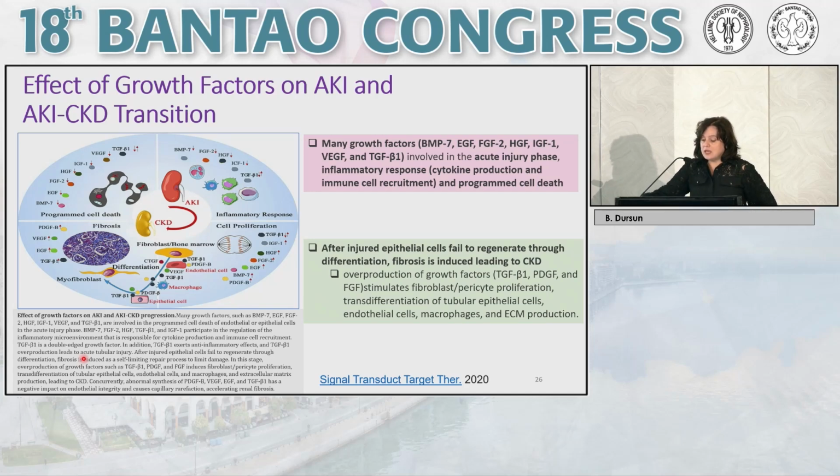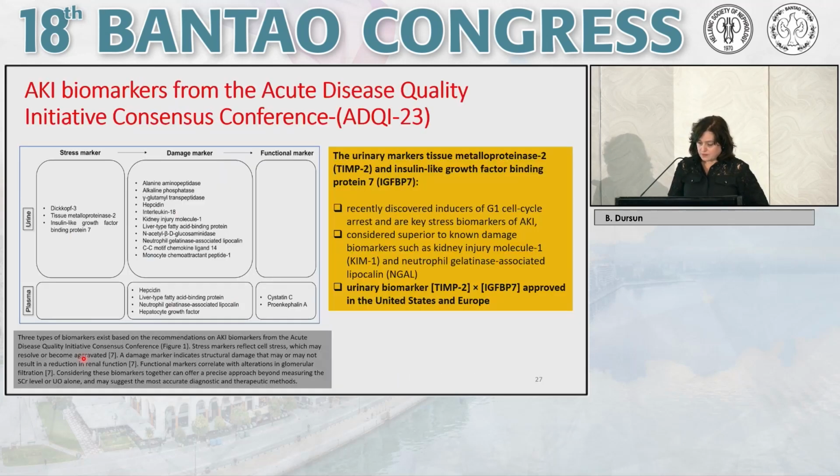And when these effects are overactivated, there is stimulation of fibroblast and pericyte proliferation, transdifferentiation of tubular epithelial cells and endothelial cells, and extracellular matrix production, leading to CKD transition.